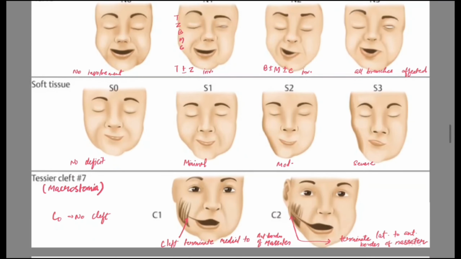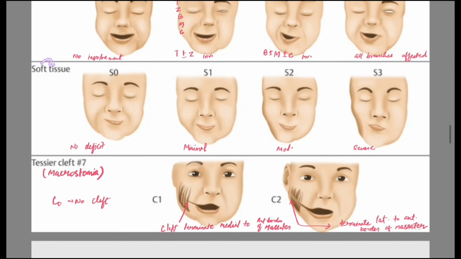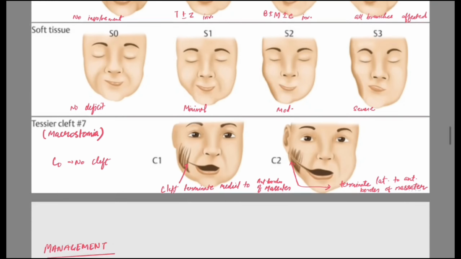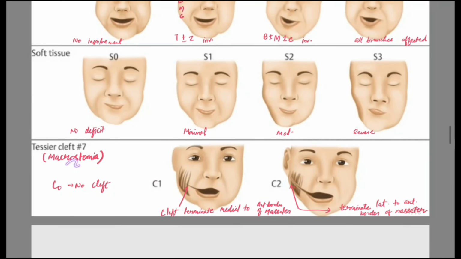Now coming to the S. Here for S0 there is no deficit of soft tissue. In S1 there is minimal deficit of soft tissue. In S2 there is moderate deficit of soft tissue, and in S3 there is severe deficit of soft tissue. And plus represents macrostomia, Tessier cleft 7.